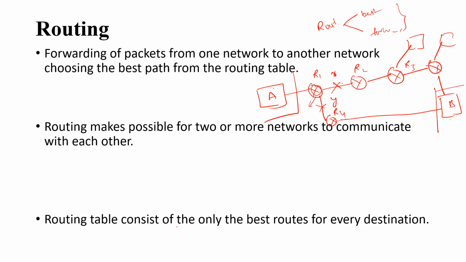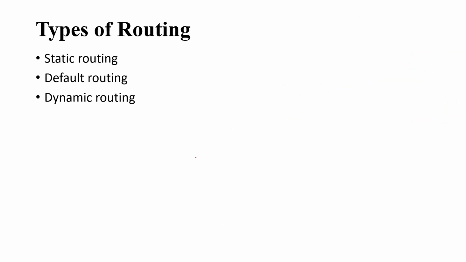The routing table consists of only the best routes to every destination. What is the best route here? We have two paths, but the best path is Y. So to reach B, this router consists of only the best path and how to reach it. It won't show all the other paths. That is routing and its functionality. Here we have three types of routing available: static routing, default routing, and dynamic routing.